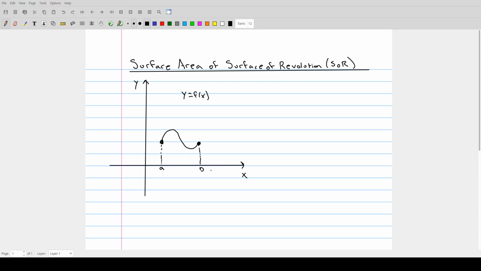The surface of revolution generated by the curve is the surface that we get when we revolve this around one of the axes. So you can choose whichever axis you want to revolve it around. In this case, we're going to start with the x-axis.